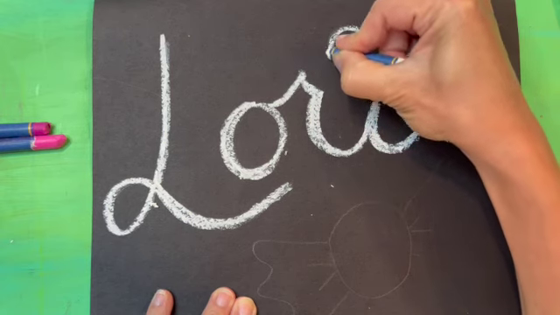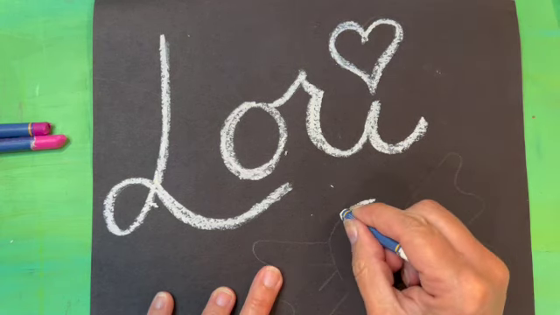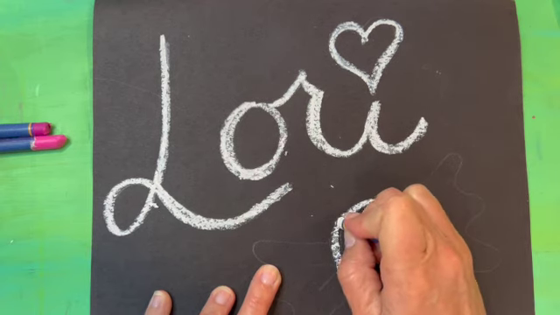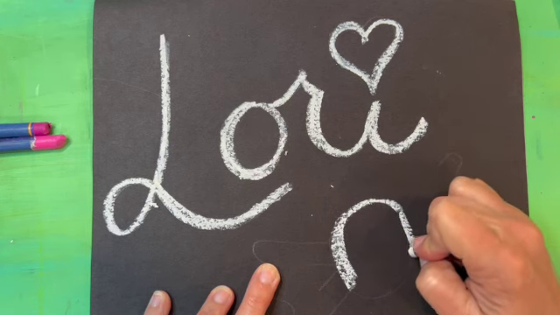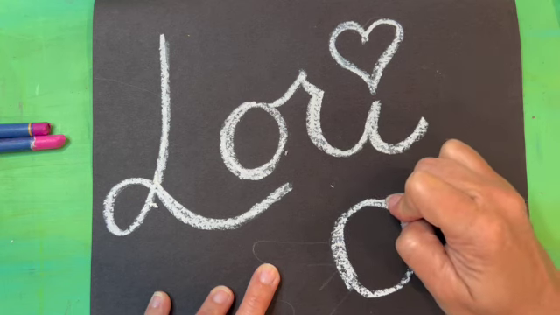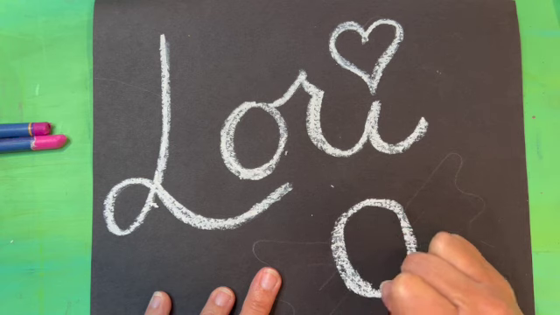All right, so there is my first layer of pastel on my name. I'm going to do the exact same thing on my shape, tracing all of the lines of my pencil until all I have is a white outline for my name and my shape, and I'm ready to go.